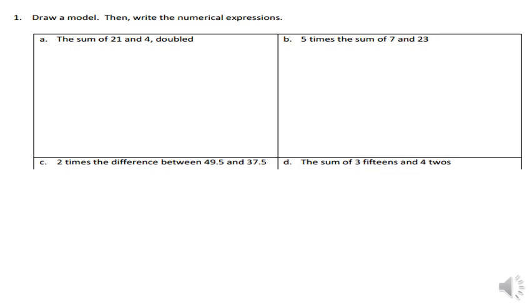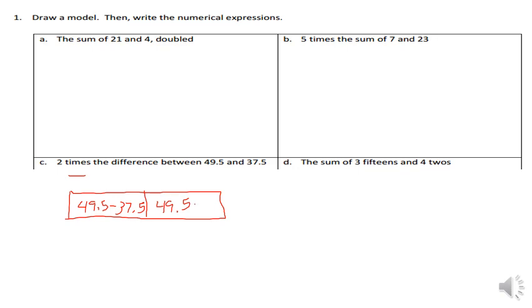We're going to start with number C. It says 2 times the difference between 49 and 5/10 and 37 and 5/10. So first thing I'm going to do is draw a tape diagram. It says 2 times the difference, so I'm going to write the difference of 49 and 5/10 and I know the difference means subtraction, 37 and 5/10. But it says 2 times. So it's going to be 49 and 5/10 minus 37 and 5/10. And anytime you have a tape diagram, this whole here equals the total amount.